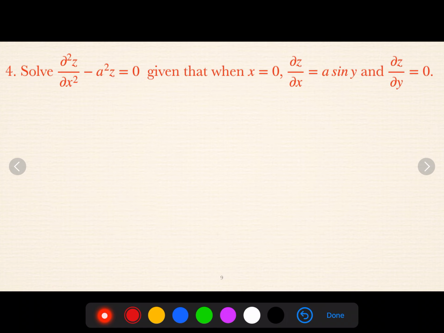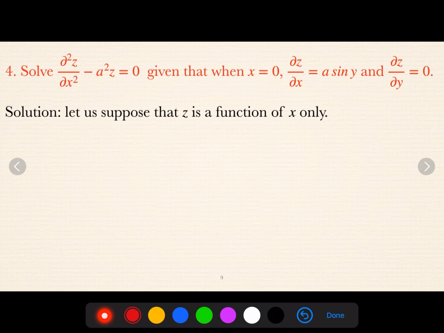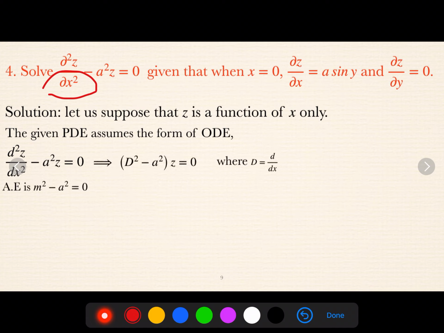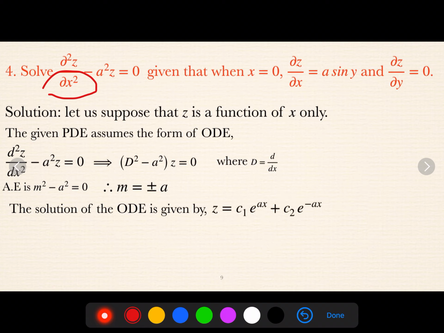The fourth question. Solve ∂²z/∂x² − a²z = 0, and given the two conditions there. Okay, go through according to the previous problem, the similar steps. Clearly it is a function of x only. So the PDE becomes d²z/dx² − a²z = 0. Solve this equation by writing the auxiliary equation. We will get m = ±a. According to that, write the complementary function C1 e^(ax) + C2 e^(−ax).